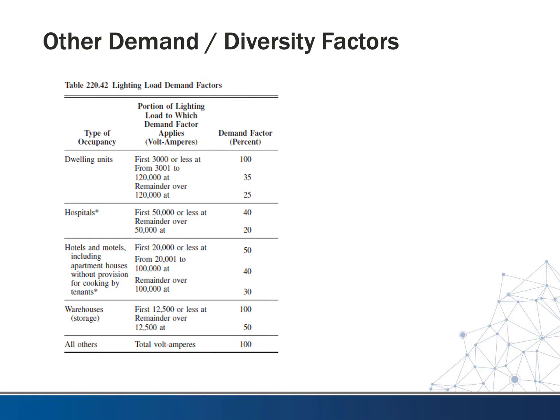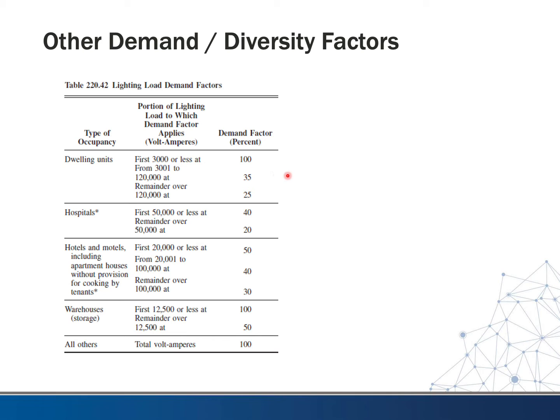So there are some other demand or diversity factors you might run across. If you're doing general calculations, if we look at dwelling units, hospitals, hotels, warehouses, you can see they have different diversity factors. So in dwelling units, which would be like an apartment complex, for the lighting, the first 3,000 or less, we do it at 100%, but then from 3,000 to 120,000, you can diversify that quite a bit.